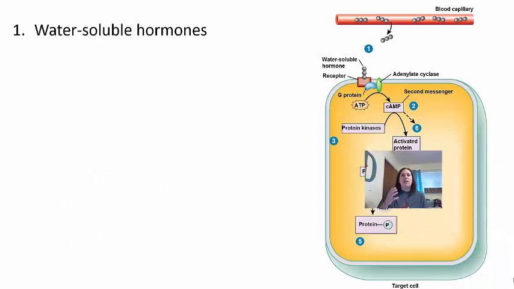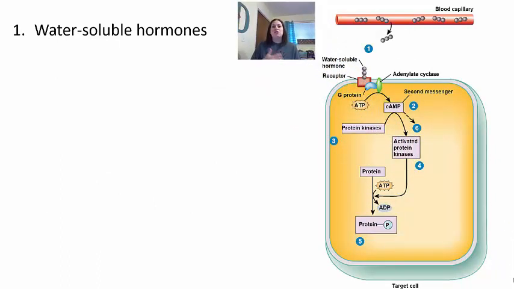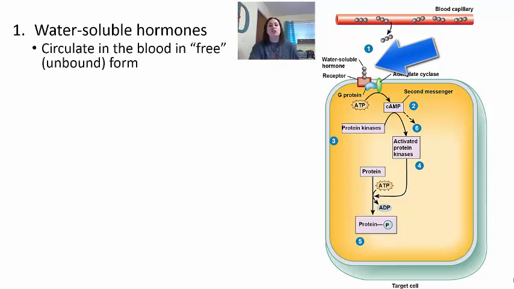Now, water-soluble hormones are the ones that can travel through blood with no problem, and you can see that here in the picture. They're traveling through the blood capillary without any problem. So we want to talk a little bit about water-soluble versus lipid-soluble, the fat ones. Water-soluble hormones circulate in the blood in what we call a free or unbound form because they have no problem traveling through there.